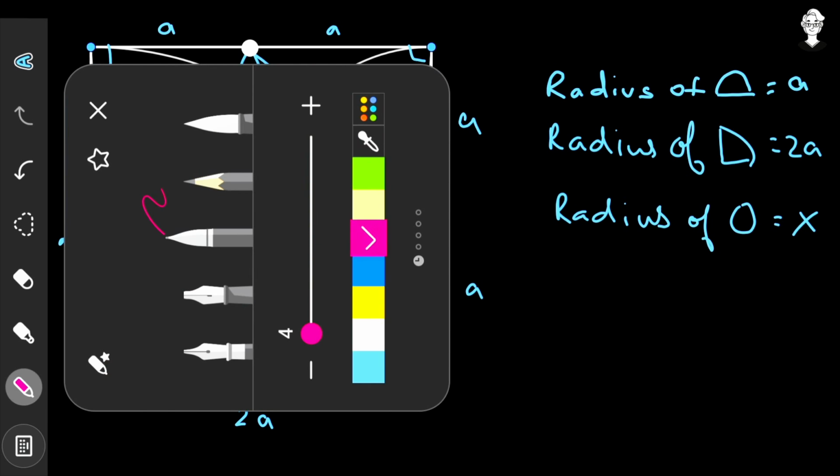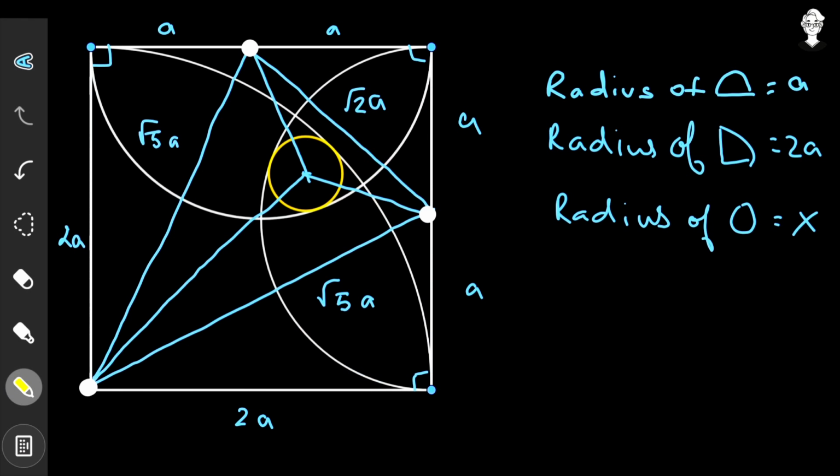So for that I am going to take another color. Now from here to here it is the radius of this circle, that is having a value x. Similarly from here to here, and similarly from here to here. Now these 3 points, this one, and this one are tangent points.